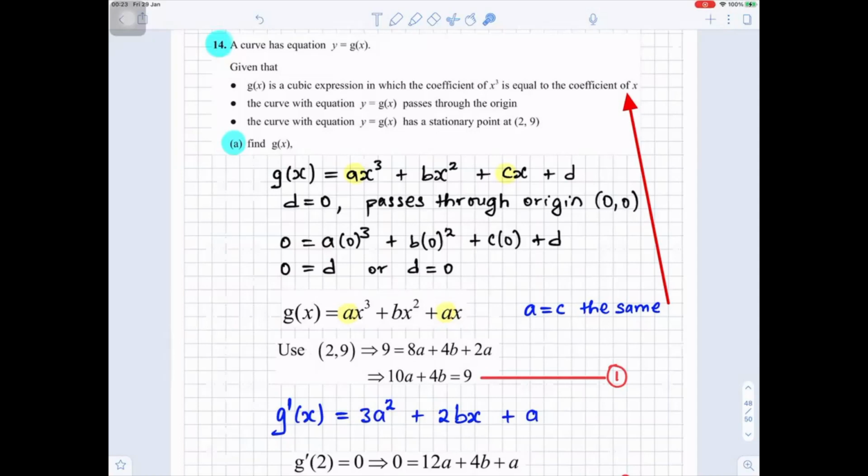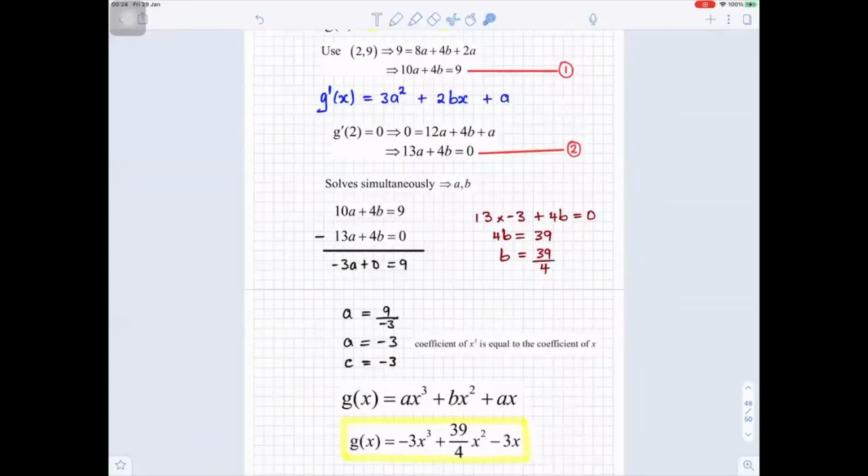And we use (2, 9). So if we have 9 for y, we have 2 for x. So we have 8a plus 4b plus 2a. 8a plus 2a gives us 10a plus 4b equals 9. That's equation 1.